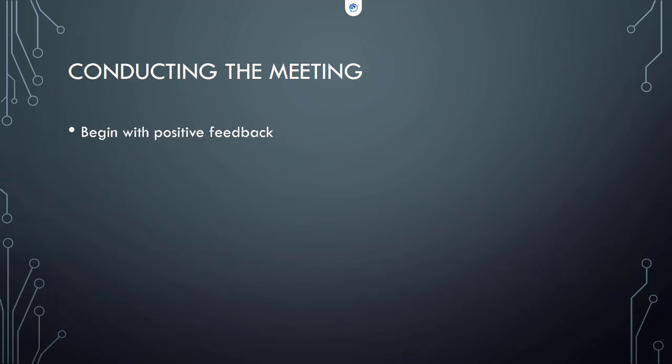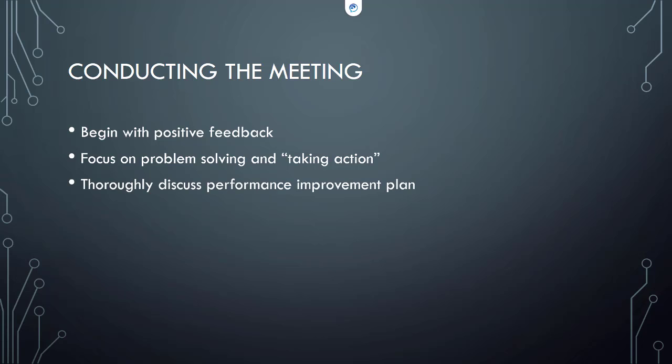Once we get into the meeting, again, start the meeting with some positive feedback. Focus on problem solving and taking action. Again, supervisors, it's your job to help these employees through the process. Thoroughly discuss the performance improvement plan if it's been initiated. Avoid discussing motivation or personal issues.